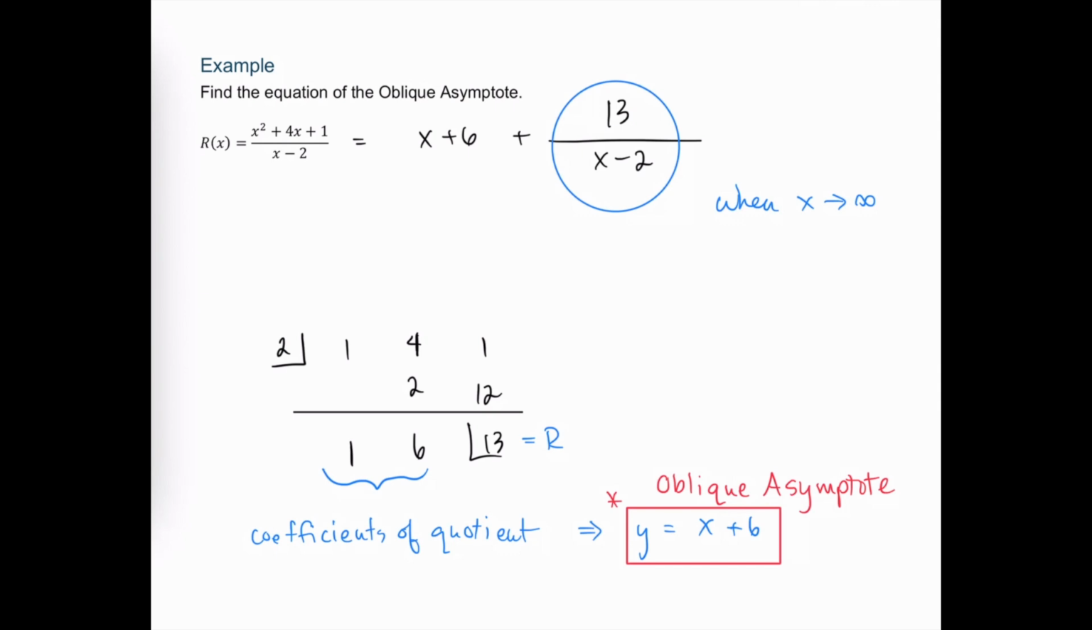When x is infinitely large, this portion right here basically becomes insignificant. And the graph of our rational function begins to look more and more like just the equation of this line. So out at the tails, this rational function will be approaching the line y is equal to x plus 6, which is what we consider to be the oblique asymptote for this graph.